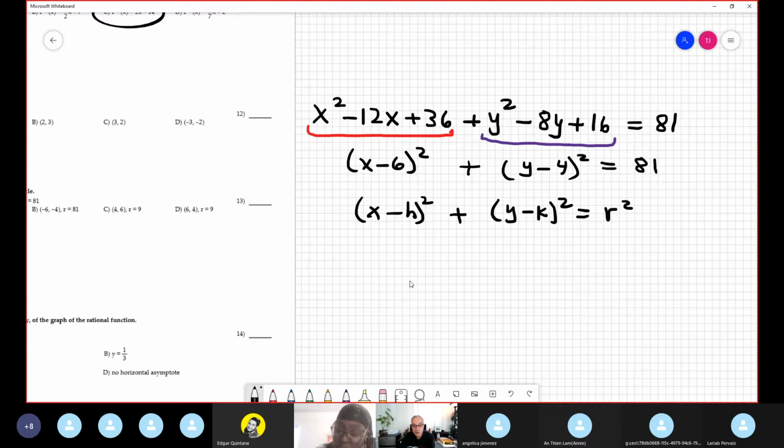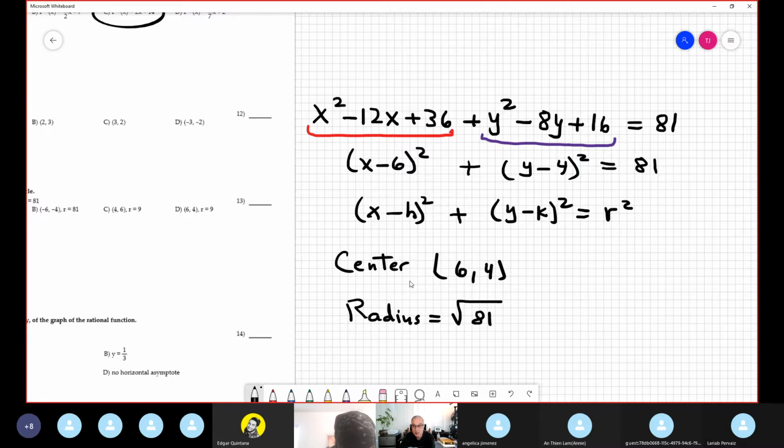Okay, so I can see the center of this circle is located at the point 6, 4, because h is 6, k is 4. And the radius of this circle is square root of 81, because r squared is 81. Therefore, r alone is 9. Boom. So the solution is 6, 4, and 9. Like that. Any question?